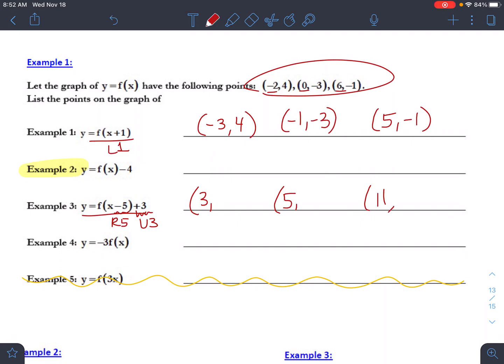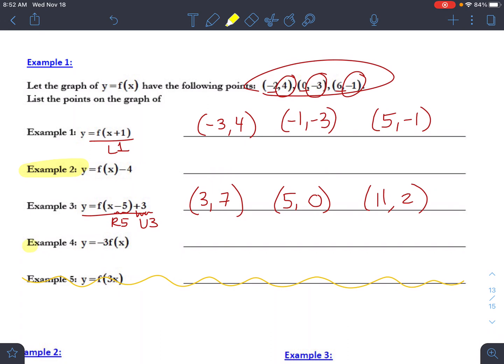How about up 3? What does that do to my y values? Up 3 would add to my y values. So 4 plus 3 is 7. Again, I'm going with my y values now. Negative 3 plus 3 is 0. Negative 1 plus 3 is 2.